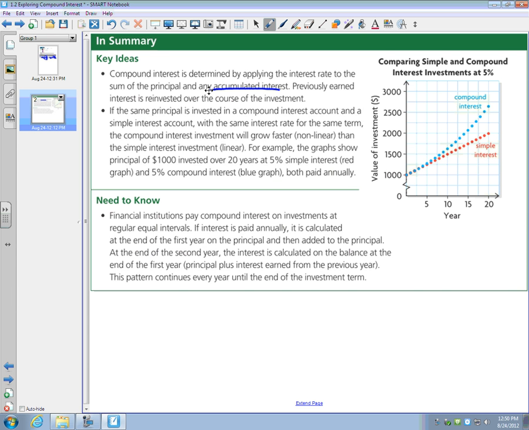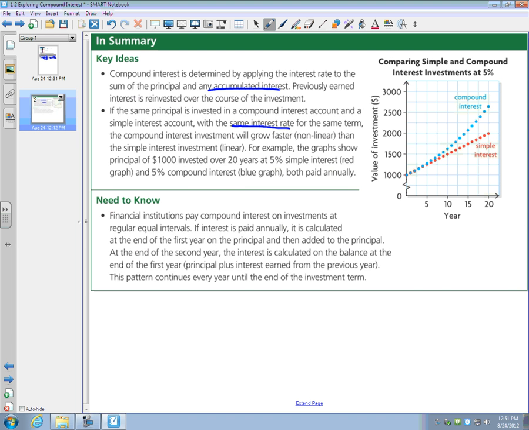If the same principal is invested in a compound interest account and a simple interest account with the same interest rate for the same term, compound will grow faster. It's nonlinear, unlike simple interest. For example, the graphs show the principal of $1,000 invested over 20 years at 5% simple interest in red, so linear like we saw before. But if it was invested in compound interest, it is now going to go up. Okay, so compound versus simple with the same interest rate, compound's going to grow faster.